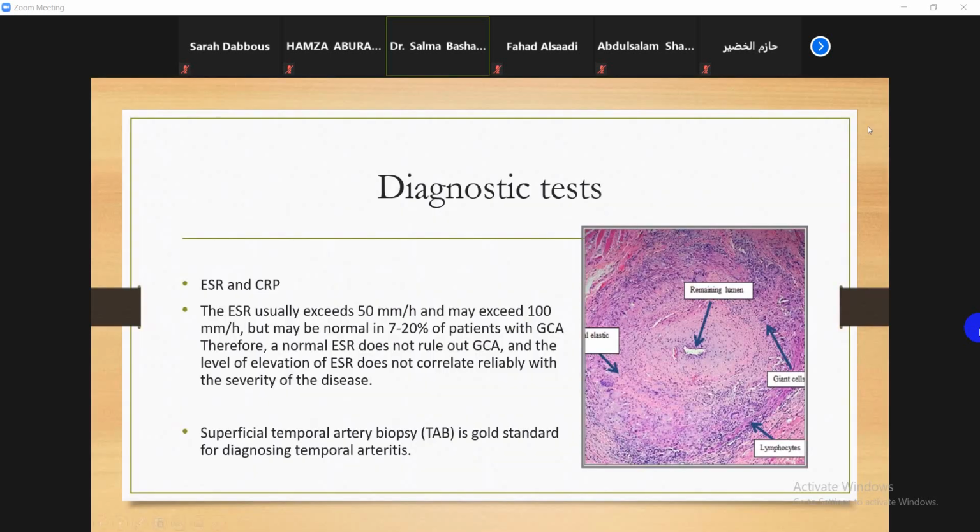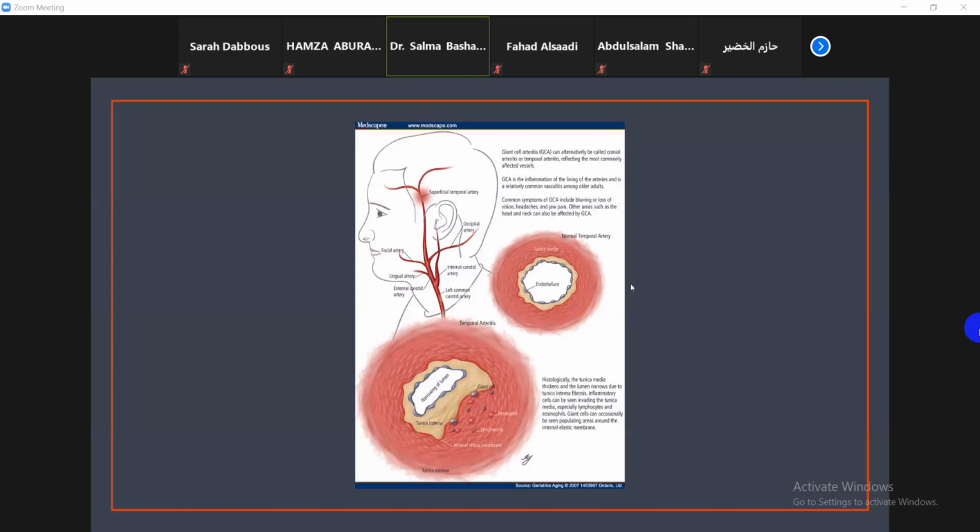In this picture here, you can see narrowing of the lumen of the affected artery, thickening of the tunica media, and accumulation of lymphocytes and inflammatory cells, including giant cells around the internal elastic membrane. So that's the finding in giant cell arteritis, and this is a comparison between the normal artery and the artery affected by vasculitis. Again, tunica intima, tunica media thickening, narrowing, and you can see the giant cells and the inflammatory cells accumulating around the internal elastic membrane. So biopsy is the gold standard for diagnosis.